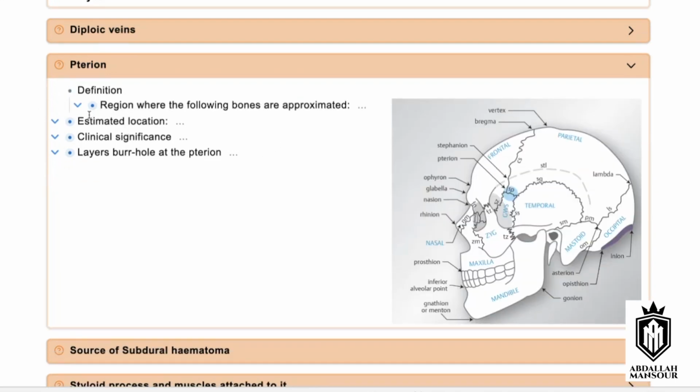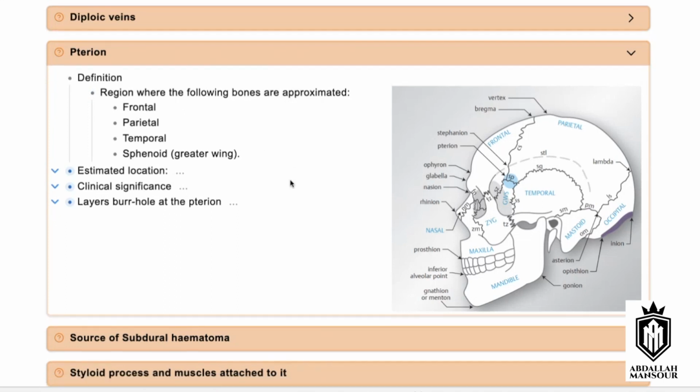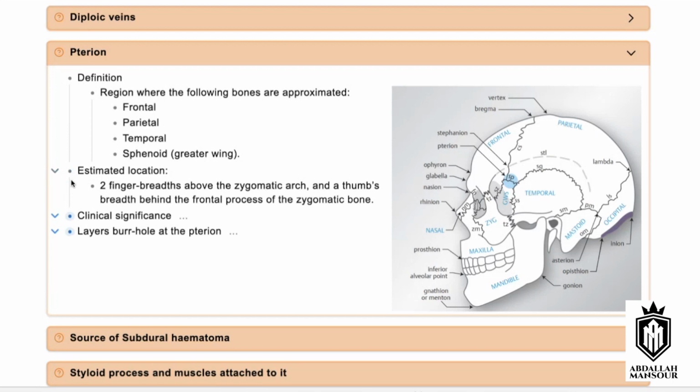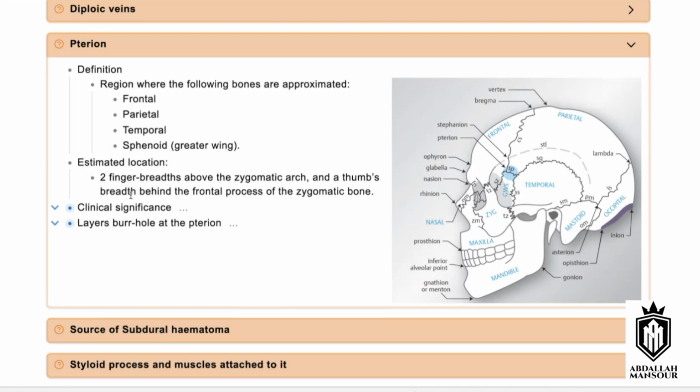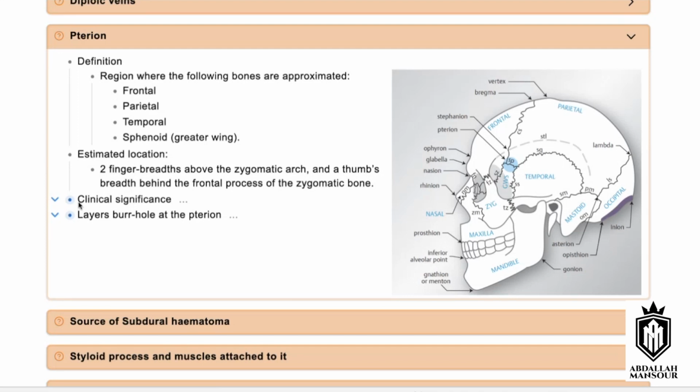Okay. And what's its estimated location? It is 2 centimeter behind the zygomatic bone and 1 thumb breadth behind the... I can't recall. Okay. Yeah, one thumb behind the frontal process. Yeah, so you have here the frontal process right there. So this is 1 thumb breadth and 2 finger breadth above the zygomatic. It's not 2 centimeters, 2 finger breadth, which is slightly higher than 2 centimeter.